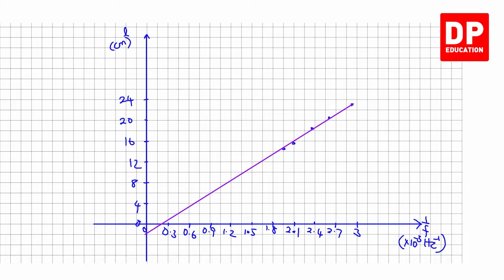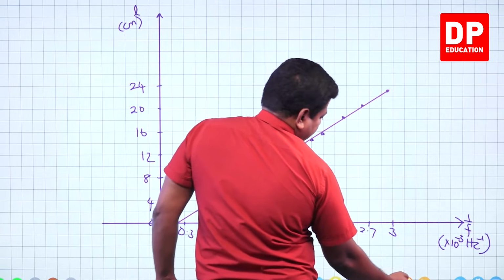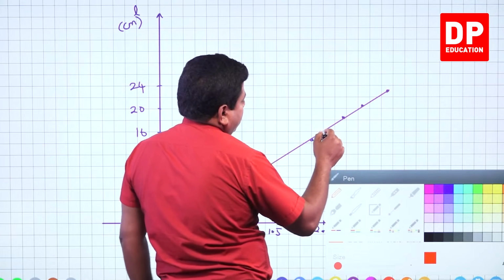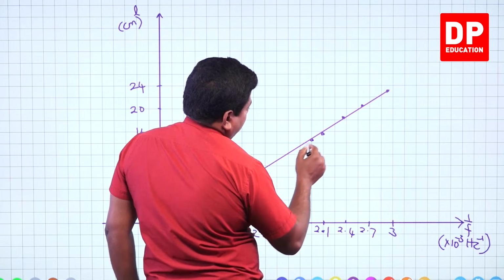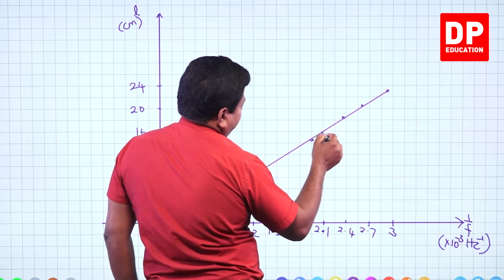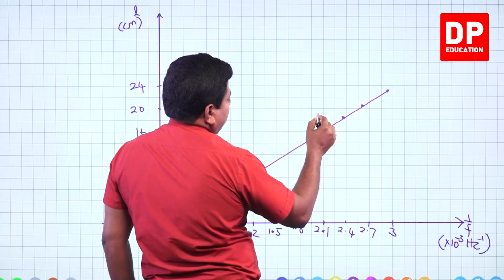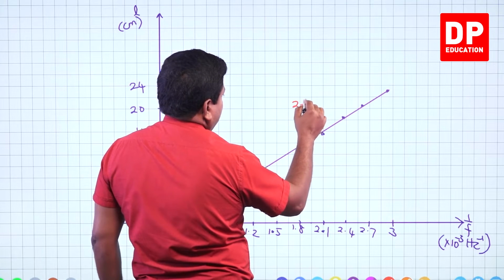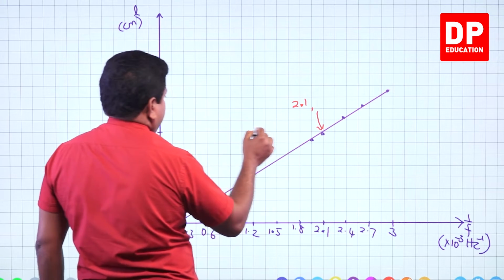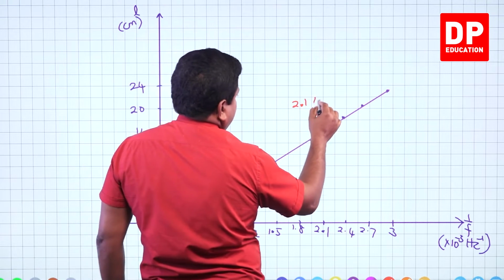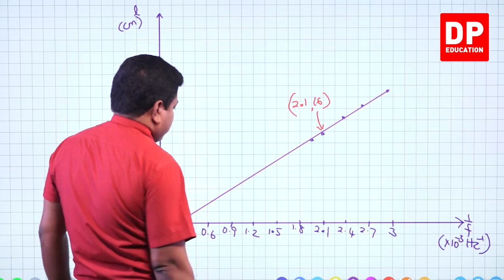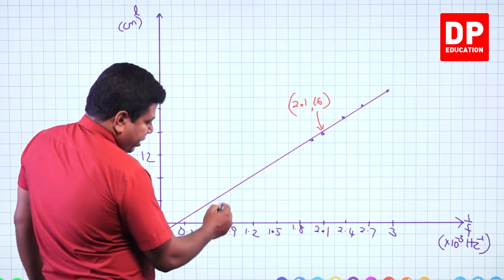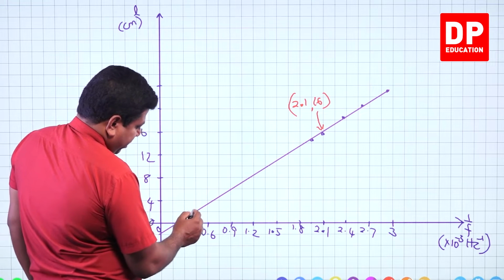Right. Now, to find the intercept, we need 2 points. Maybe this point seems to be good here. Can you see it goes through the intersection? That's going to be 2.1 and 16. And we need another point. We can take this point. This is good.